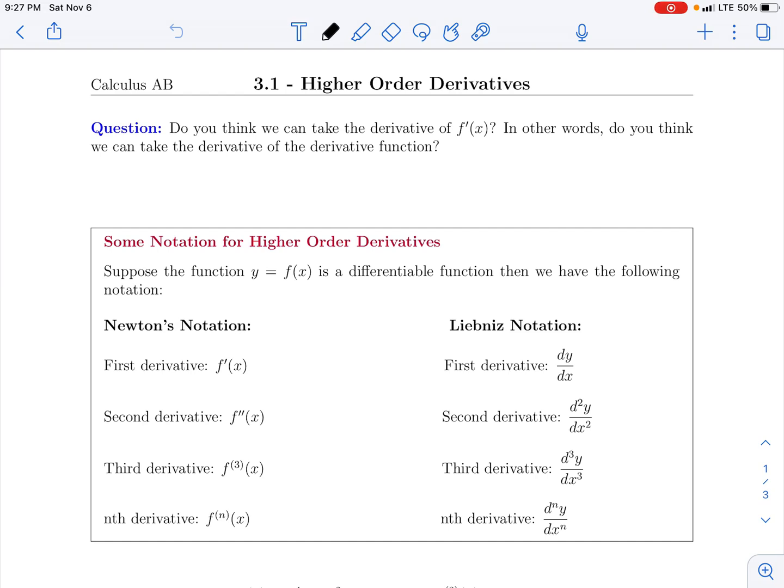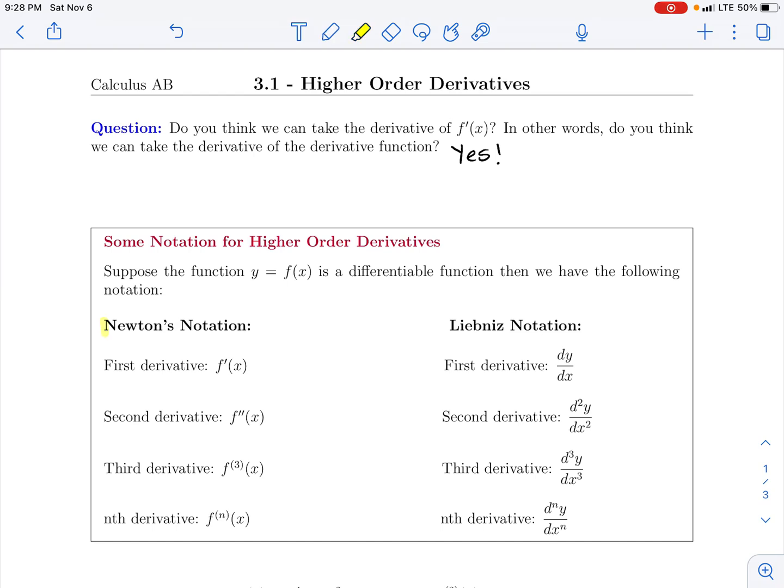So here's my big question to you guys. Do you think we can take the derivative of f prime? Or in other words, do you think we can take the derivative of the derivative function? And so the answer is actually yes. Okay, we can. And so below here I have some notation for higher order derivatives.